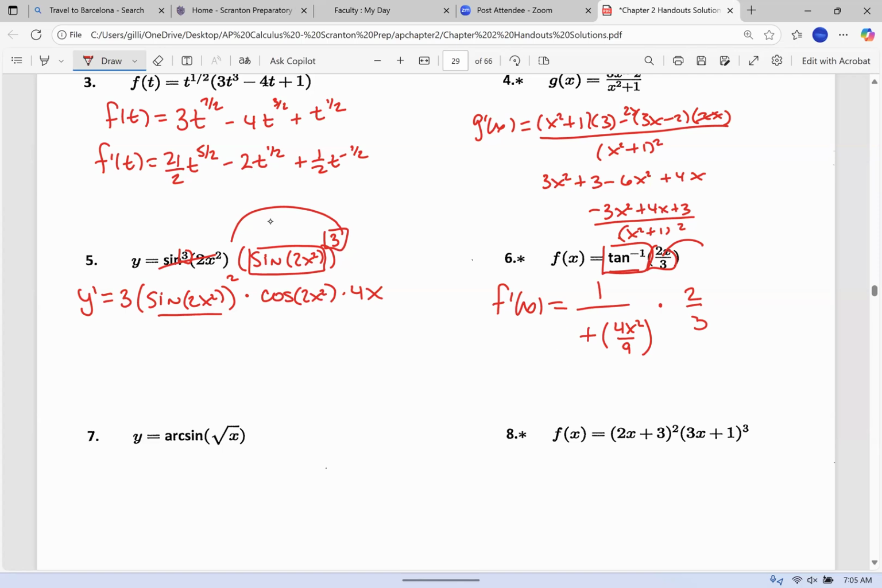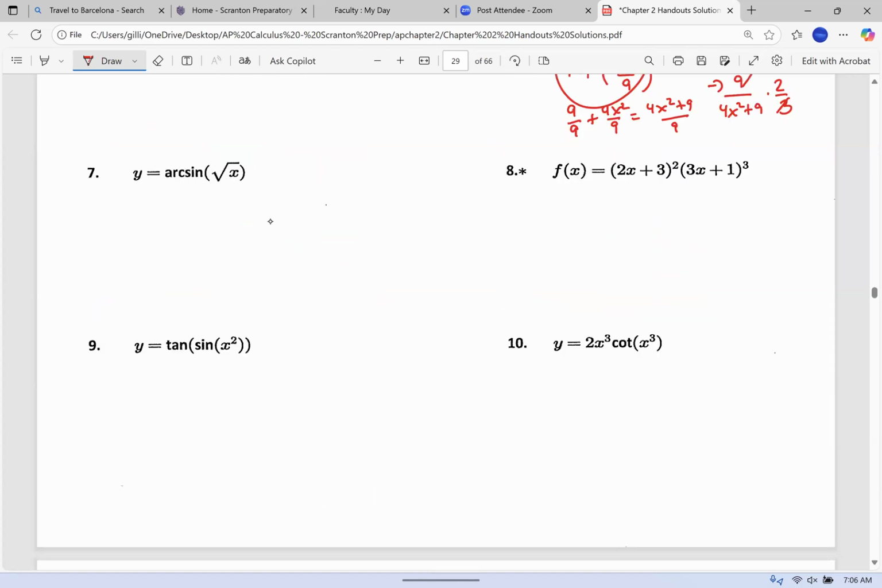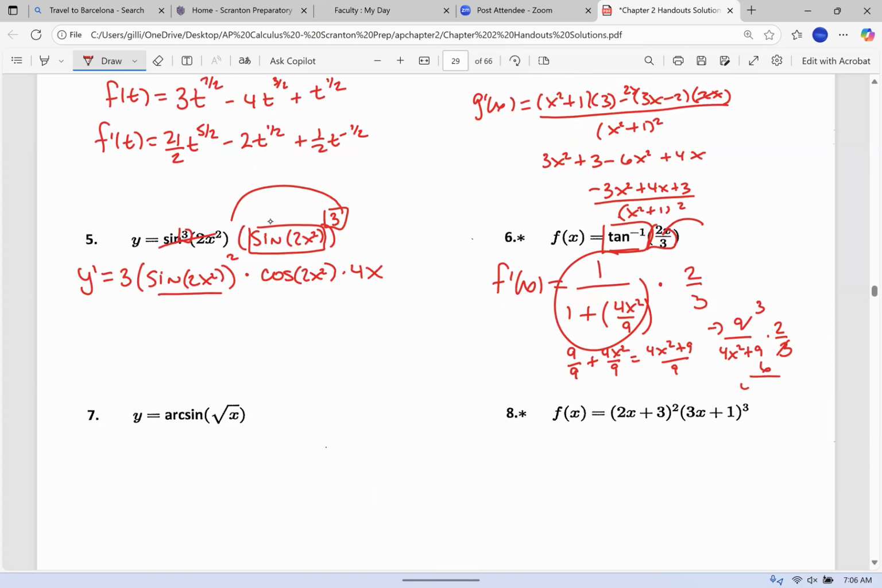Maybe I should rewrite that in a separate step. So this would become 9 over 9 plus 4x squared over 9. And that consolidates to 4x squared plus 9 over 9. But because that's in the denominator, I've got to invert and multiply. So this whole thing will become 9 over 4x squared plus 9 times 2/3. And then this will become a 1 and that a 3. And I'll get 6 over 4x squared plus 9.